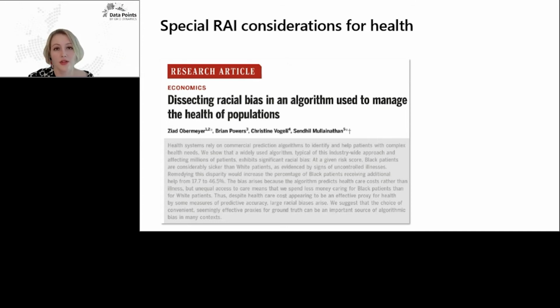So they used the cost of care of Black and non-Black patients to predict who was the sickest and therefore who needed extra treatment. But the cost of care for Black and non-Black patients is very different. Black patients have much less spent on them than non-Black patients. So if you use that to predict who's the sickest, you get very, very biased results.